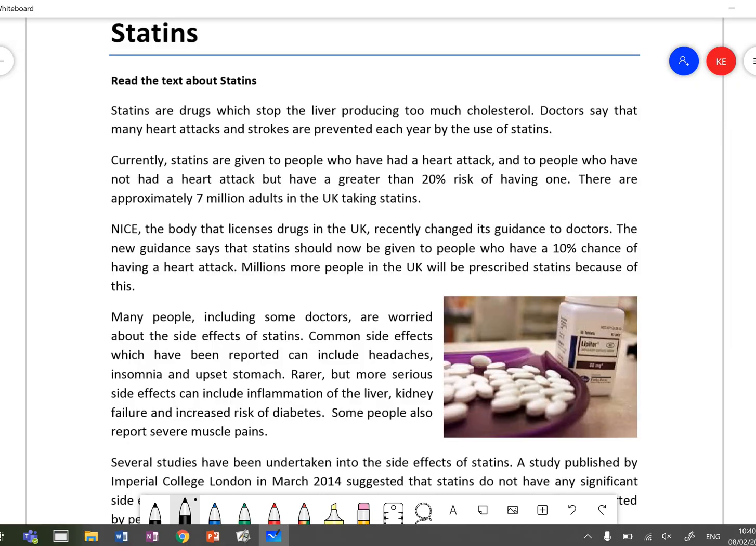Okay, so the second piece of work that I asked you to do was a Pisa-style scientific literacy question on statins. So you were given some text to read about statins that you can see there on the screen, and then you were asked to answer some questions. So we're going to go through these questions now.